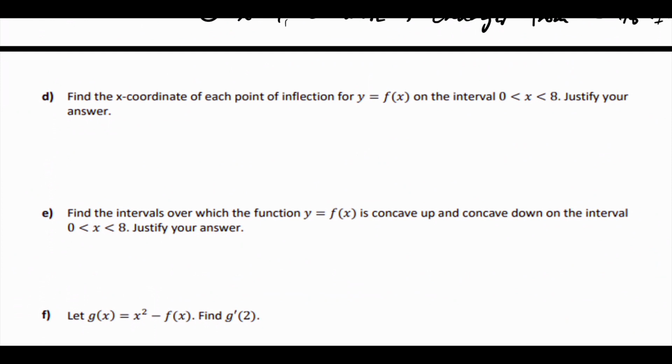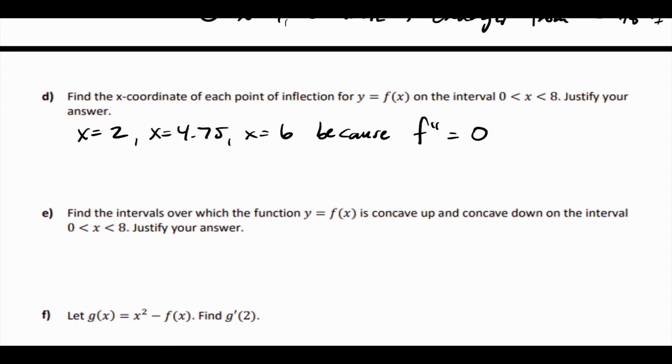Okay? So we have points of inflection at x equals 2, x equals 4.75, x equals 6, because f prime is 0. Not undefined. This one's not undefined, so we don't have to say it. Okay. F prime equals 0.